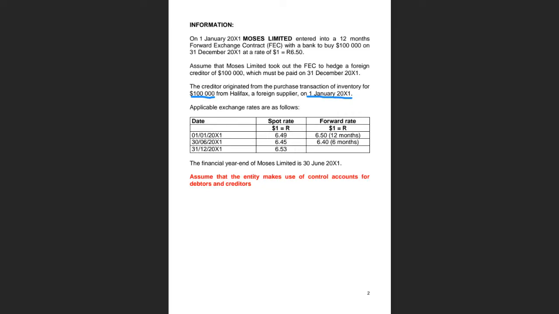It says assume that Moses Limited took out the FEC to hedge against the foreign creditor, and that is the statement that we always see in all of our questions. Basically, there's a creditor that started on the 1st of January 2021, and there's an FEC that started at the same time. The original forward rate of the FEC is 6 Rand 50. Okay, so that's basically what it's telling us. Now you're going to see that this is very similar to example 4, which we did a little bit earlier on.